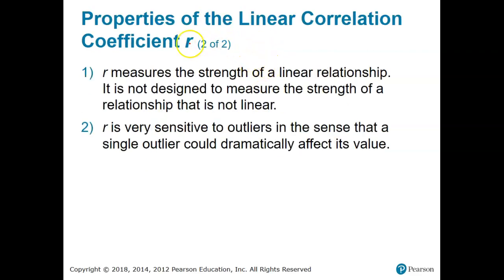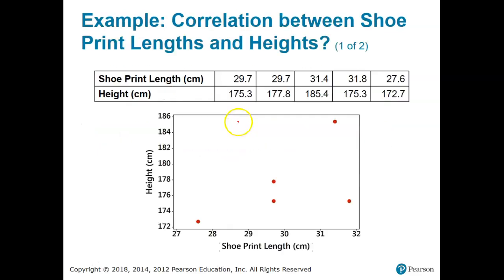One thing to keep in mind is that R is a measure of the linear relationship, so it's not designed to measure the strength of a relationship that's not linear. And R is also very sensitive to outliers, so you really don't want to have outliers in the data set that you're trying to analyze.